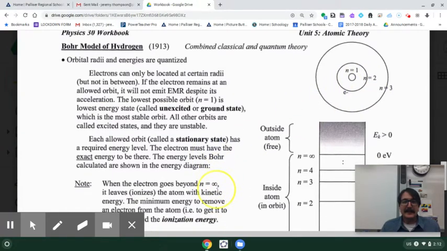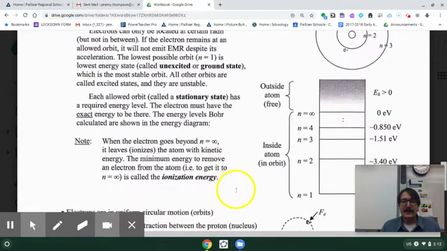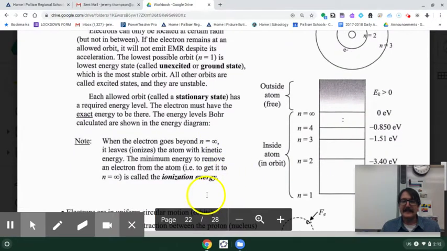All right, so it says here, note, when the electron goes beyond n equals infinity, it leaves or ionizes the atom with kinetic energy. The minimum energy to remove an electron from the atom, i.e. to get it to n equals infinity, is called the ionization energy.